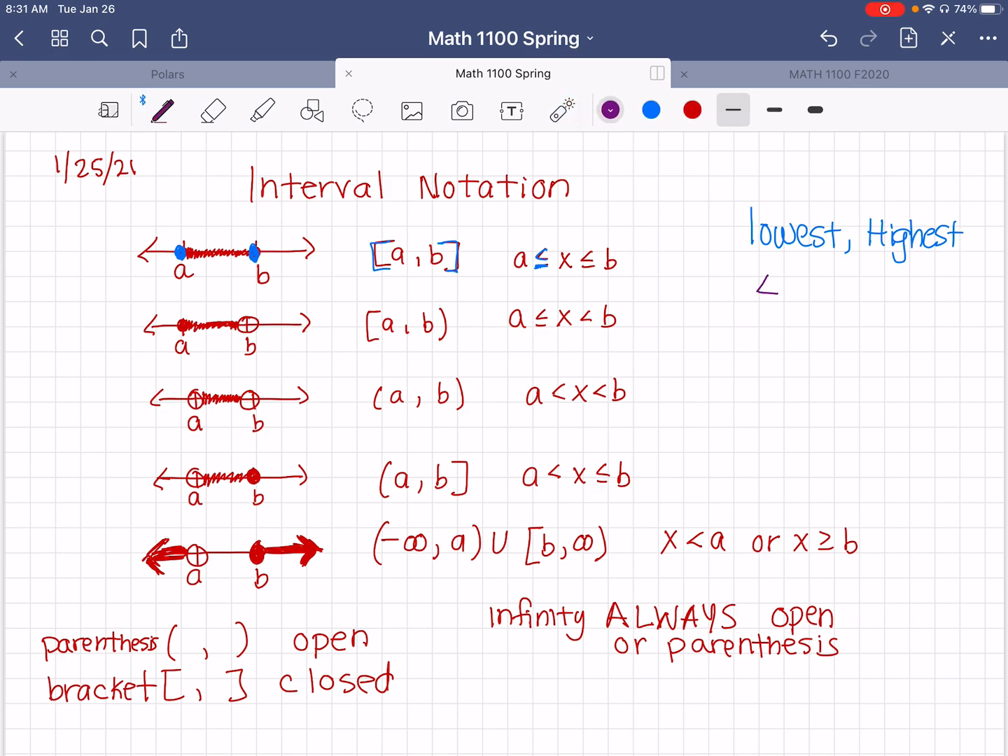So remember, this is less than. It points to the left. And this is greater than. It points to the right.